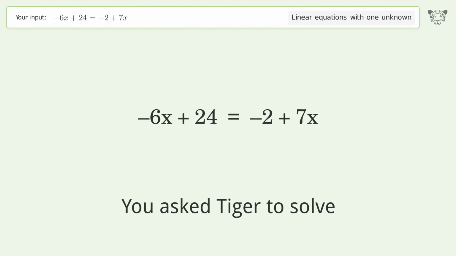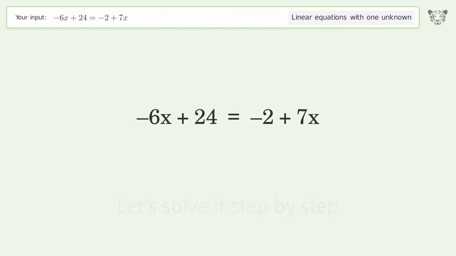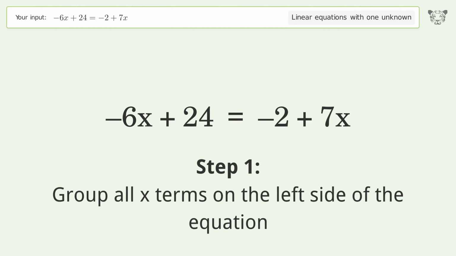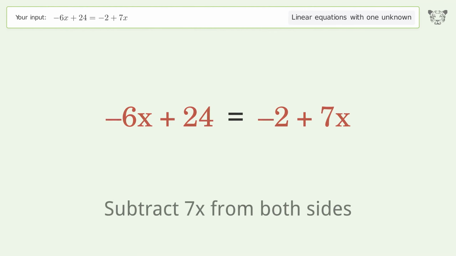You ask Tiger to solve. This deals with linear equations with one unknown. The final result is x equals 2. Let's solve it step by step. Group all x terms on the left side of the equation. Subtract 7x from both sides.